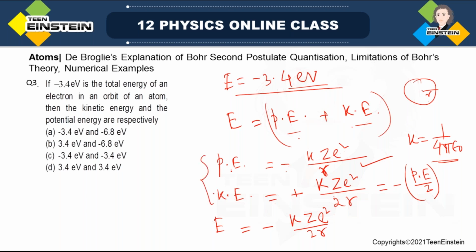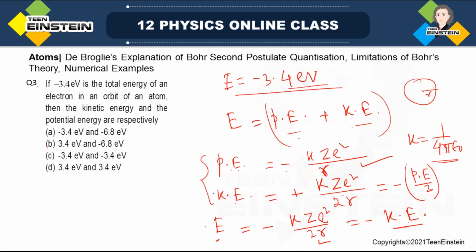And see, if I just add these two, kinetic energy and potential energy, you will get the total energy. So this is nothing but equal to the kinetic energy with the minus sign. So if the total energy is given, what will be the kinetic energy? Kinetic energy will be just minus of the total energy. So kinetic energy will be minus multiplied by the total energy.